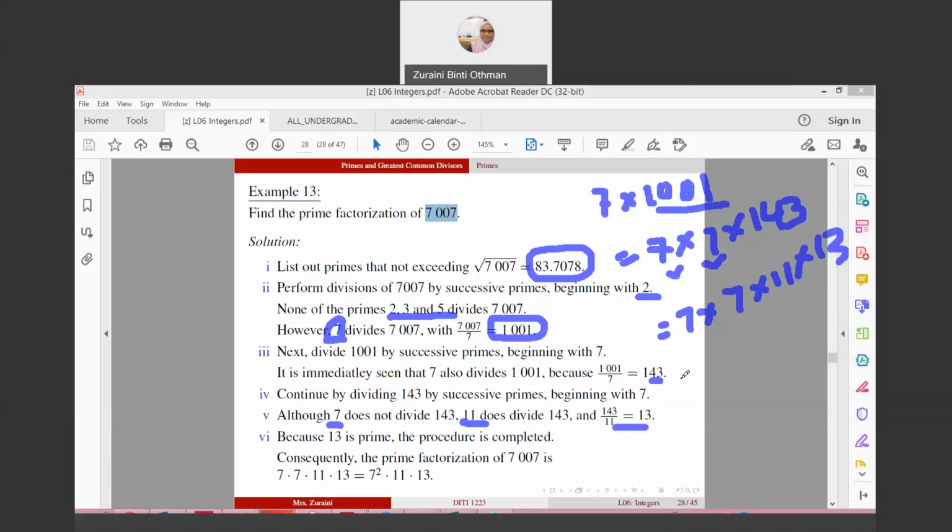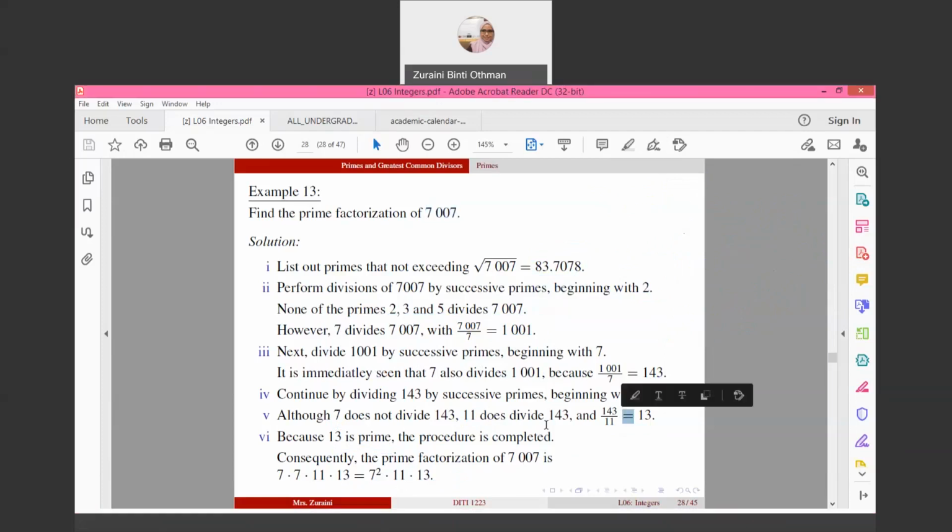Okay, so now because 13 is a prime, once we get the prime number, so we stop the process. So now we know the prime factorization for 7007 here. 7007 is 7, 7, 11 and 13. So ini ialah 7 kuasa 2, 11 dan 13. So this is the prime factorization. Okay, kalau faham boleh tengok balik. Kalau tak faham, tengok ulang balik.